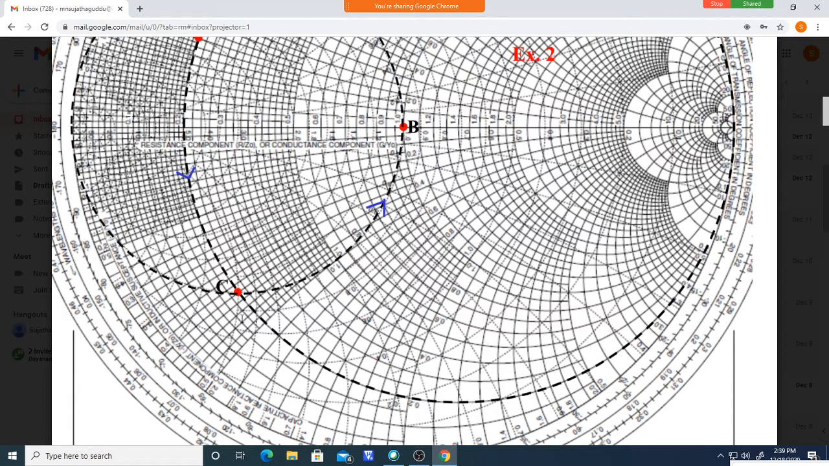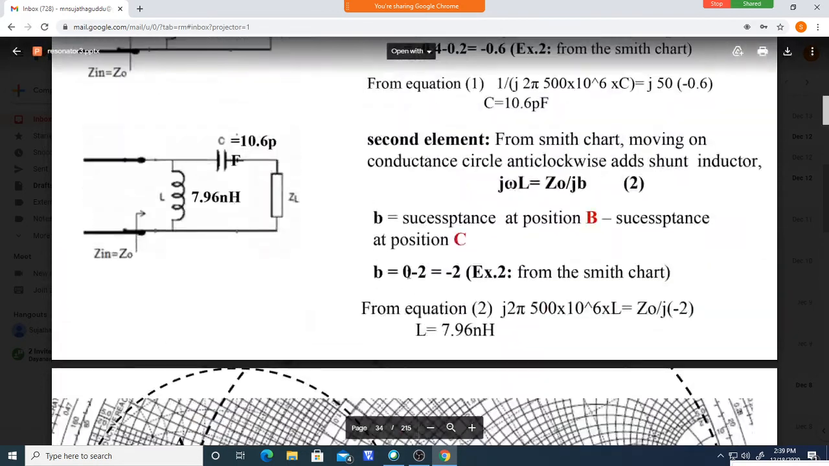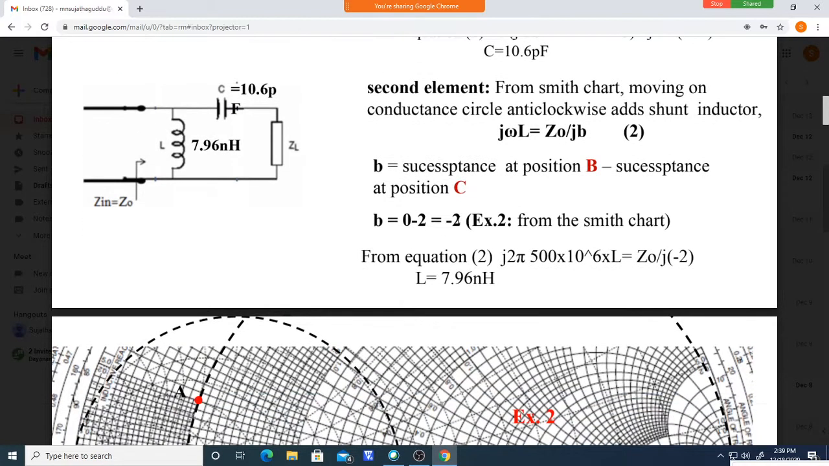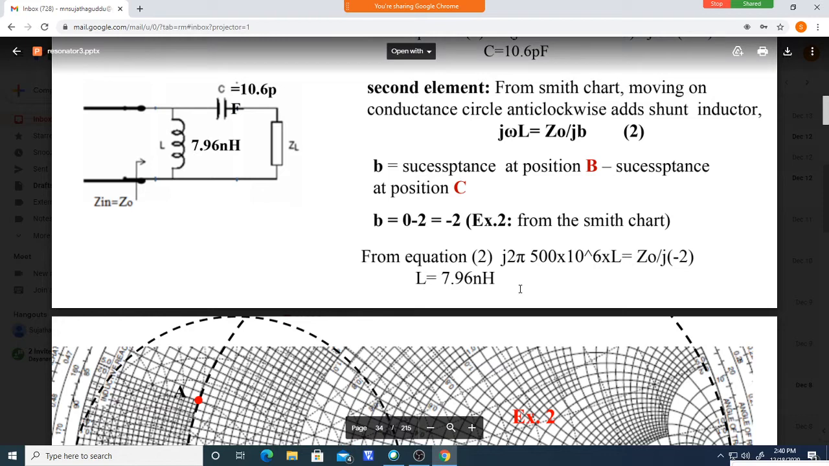Now, while finding the inductor, you should take the B value. It is 0 minus 2. So you substitute here 0 minus 2, and the answer is minus 2. You substitute this in this equation, and you will get the inductor value. That is 7.96 nanohenry. So that is the impedance matching network.